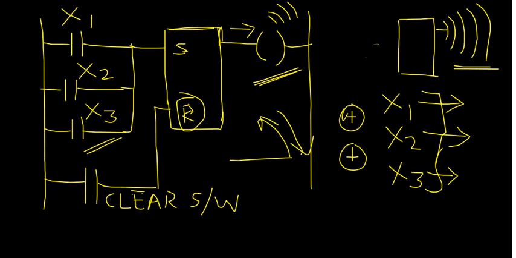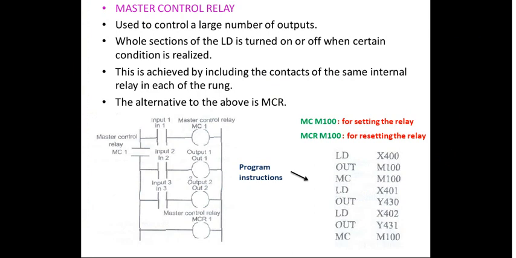Master control relay, as the name itself indicates, is one of the relays which has got the master control. You know what is the meaning of master control, right? So now let us not look into the programming part and other things here. First, we will try to understand what exactly we mean by master control relay.